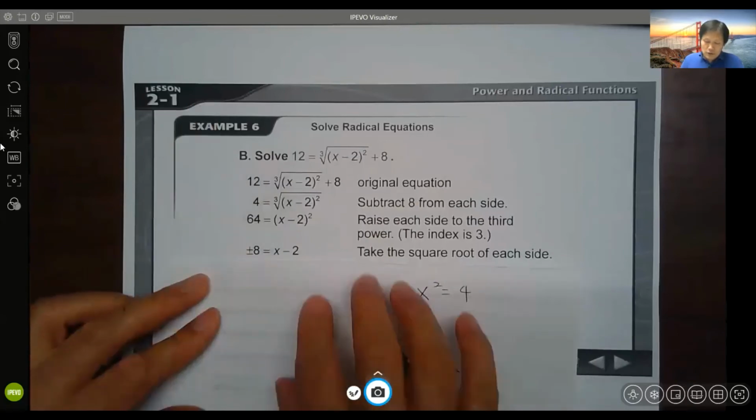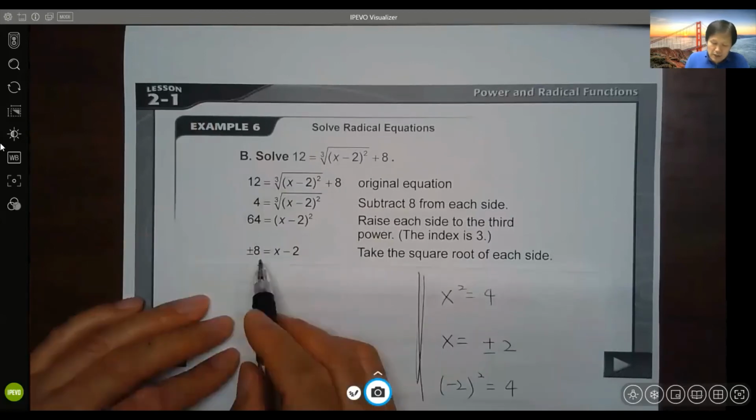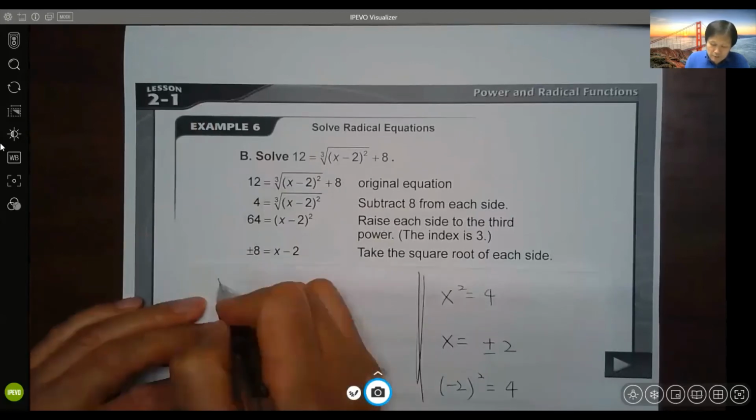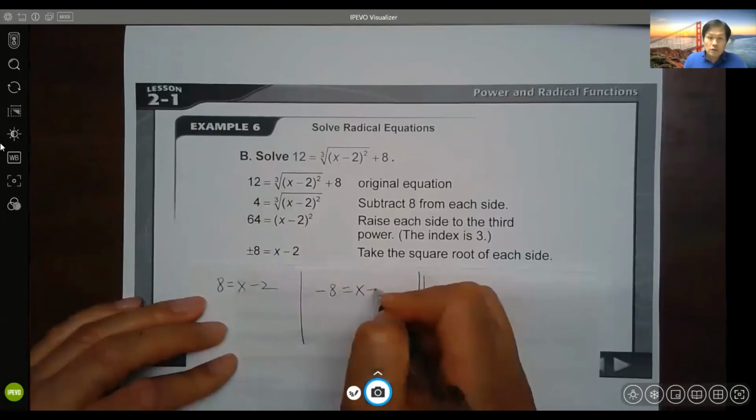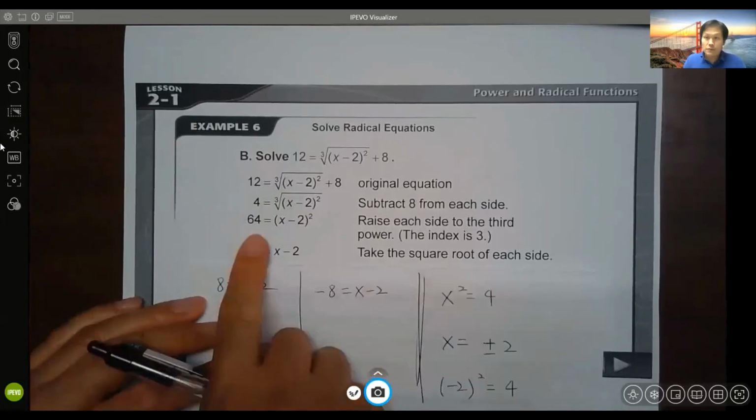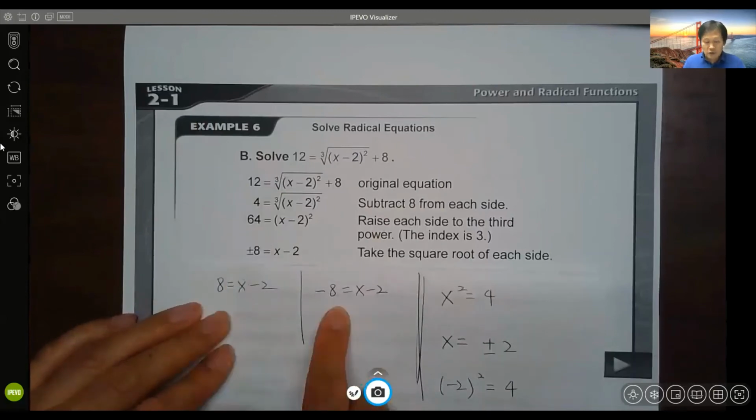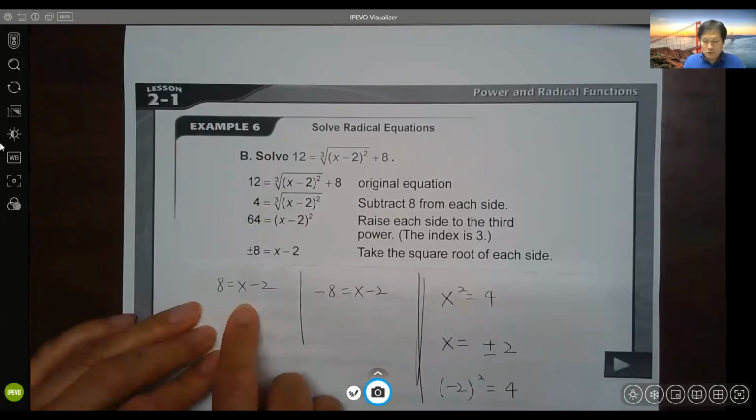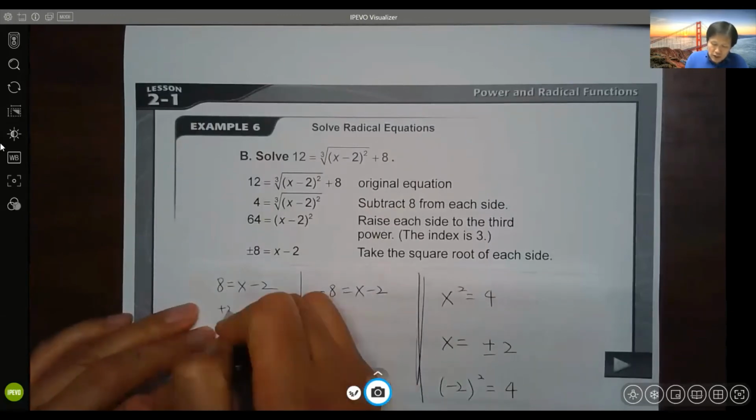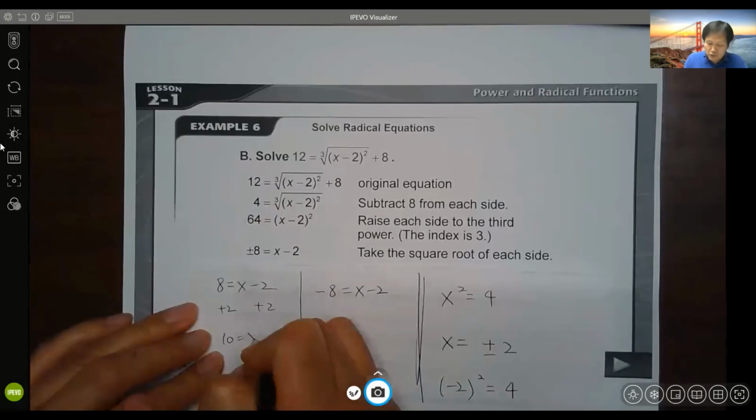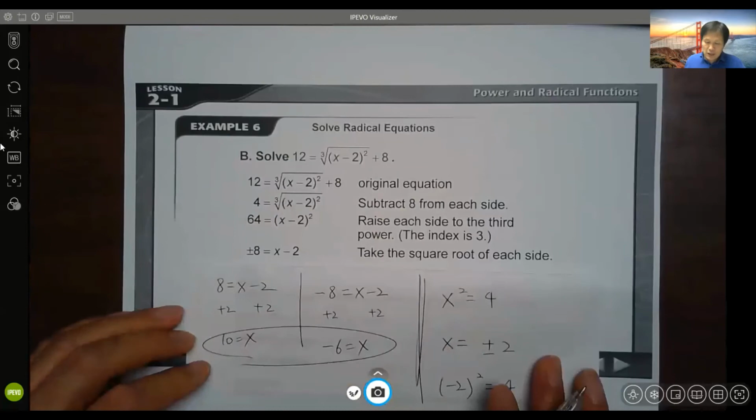Okay, so you might say, well, what does this mean? That means +8 or -8. You got two different equations, one with +8, one with -8. You have to solve for x here, solve for x here. So +2, you got 10. +2, you got -6. You got two answers, 10 and -6.